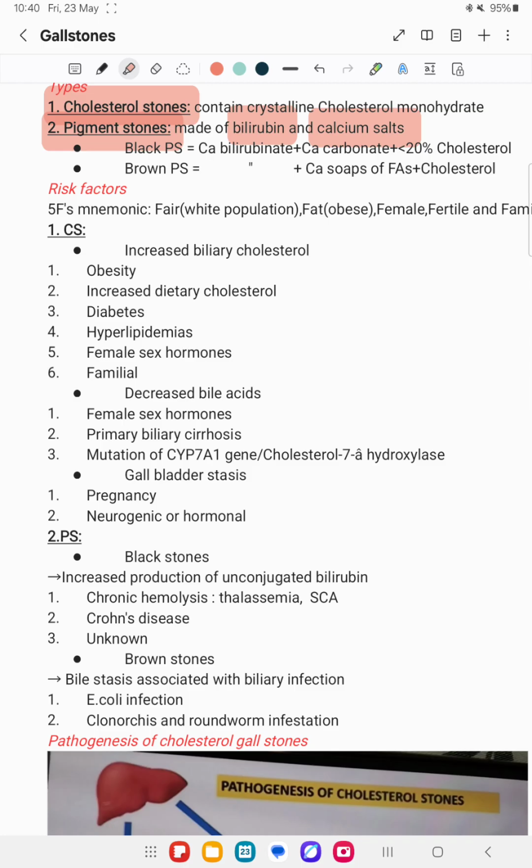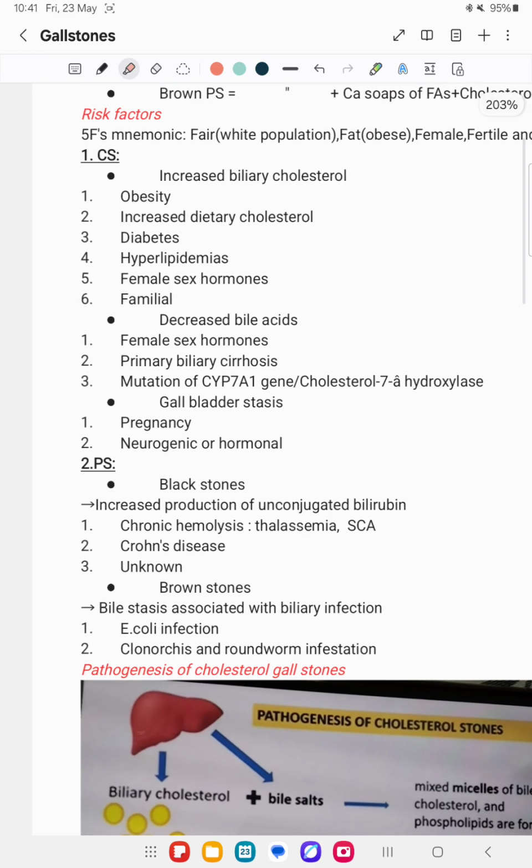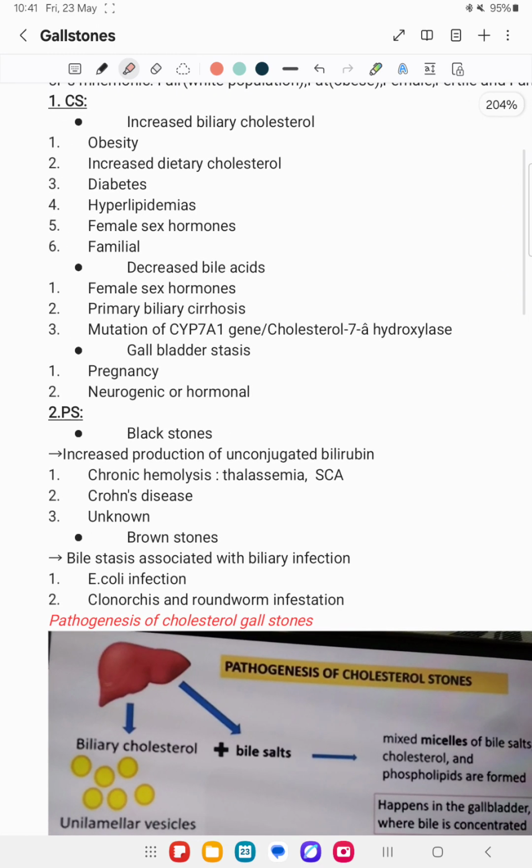Decreased bile acids are seen in the case of female sex hormones, in primary biliary cirrhosis, and in mutation of the CYP7A1 gene, or we can say mutation of the enzyme cholesterol 7 alpha hydroxylase. This CYP7A1 gene codes for the cholesterol 7 alpha hydroxylase enzyme. Where do we see gallbladder stasis? We see gallbladder stasis in pregnancy, and it may be due to any neurogenic reason or any hormonal reason. It's basically pregnancy, or a neurogenic or hormonal reason.